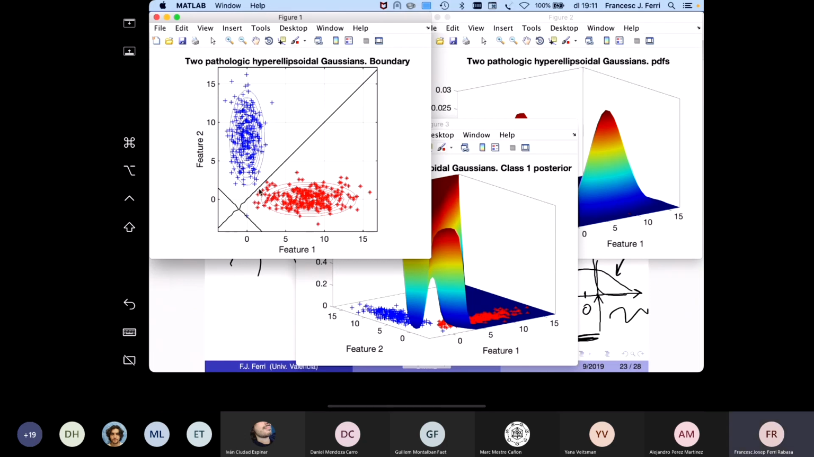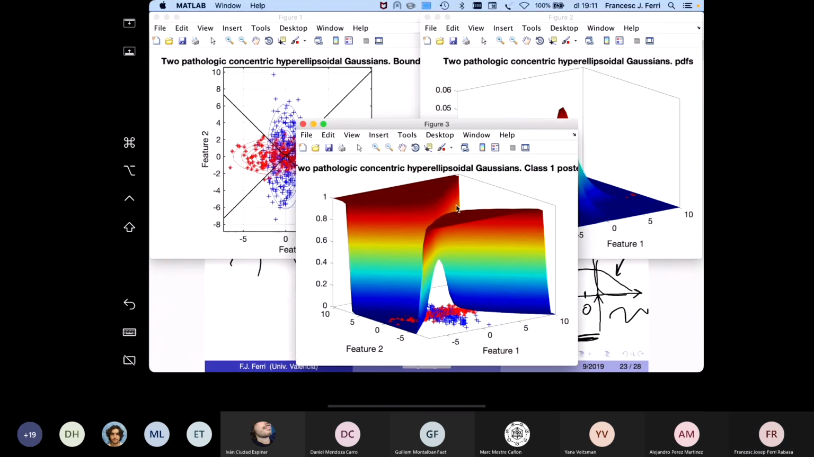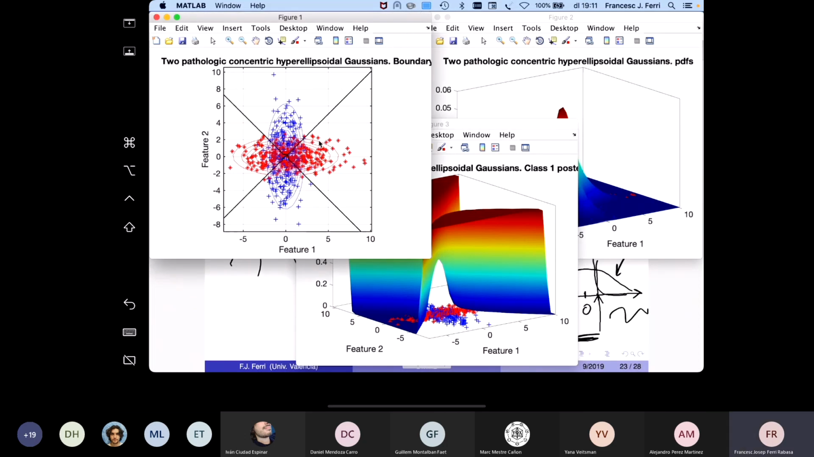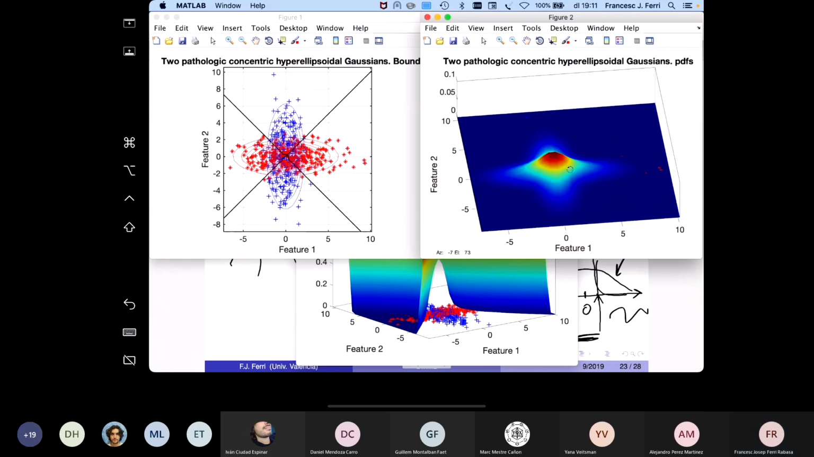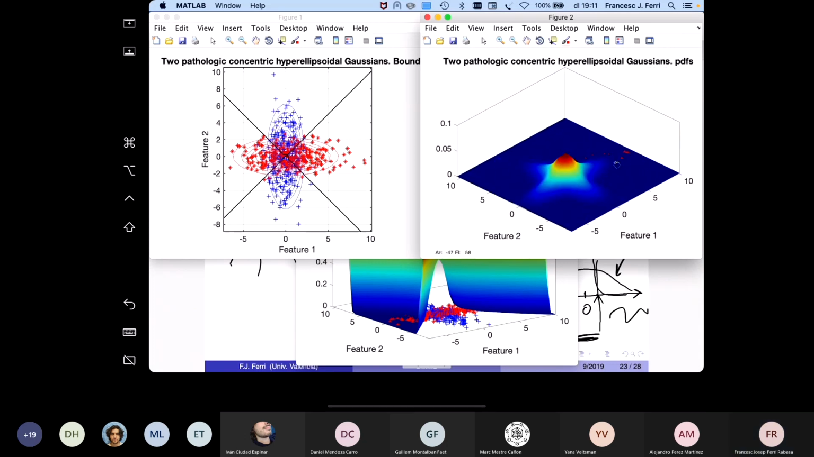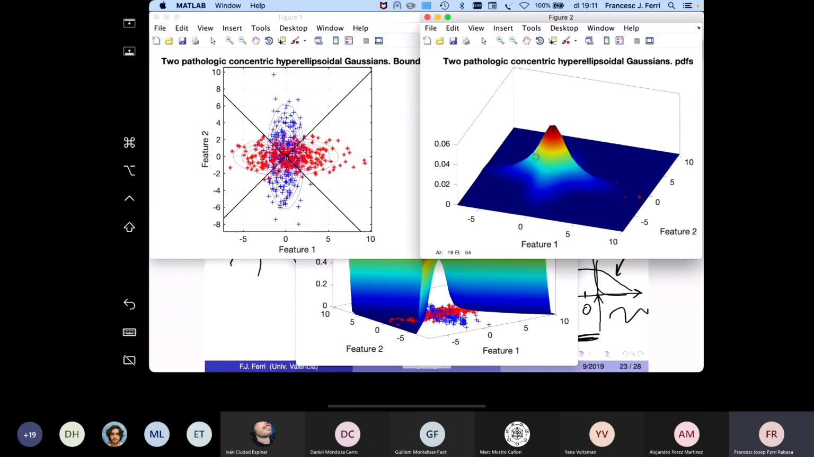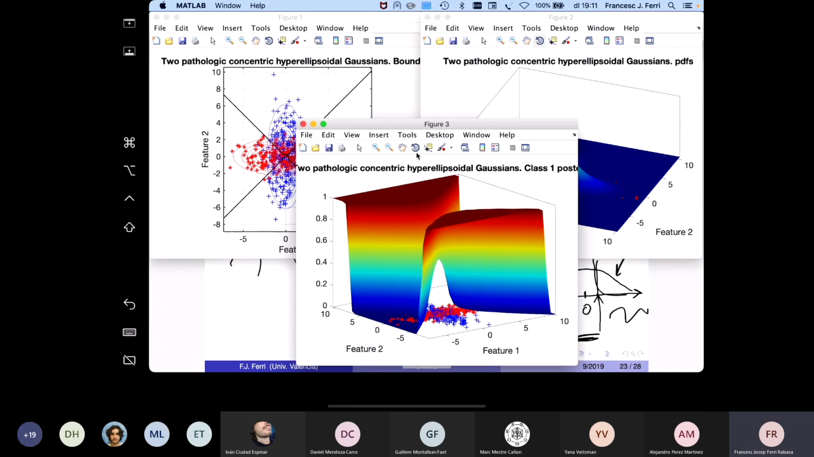In practice, the boundary between these two classes is a linear function. The same happens if you have these two Gaussians like this. The boundary is exactly the same as before. If you are curious, this is how the conditionals look, and this is how the posteriors look.